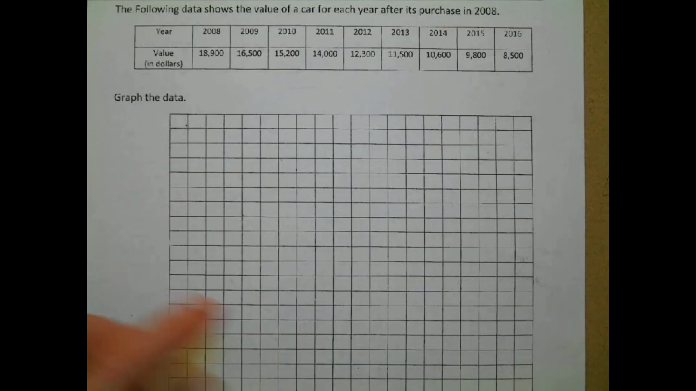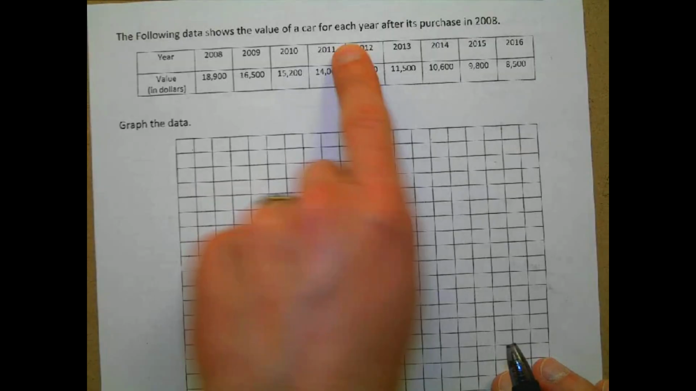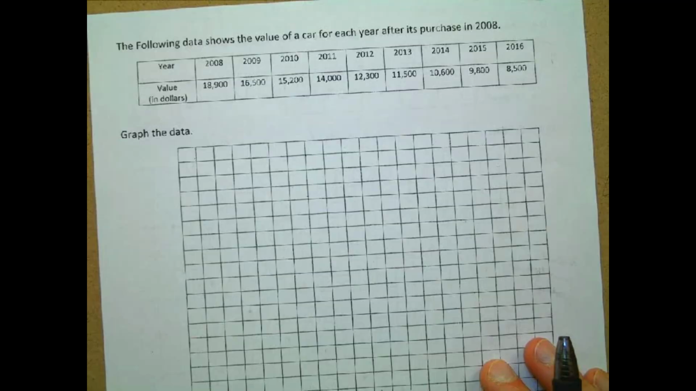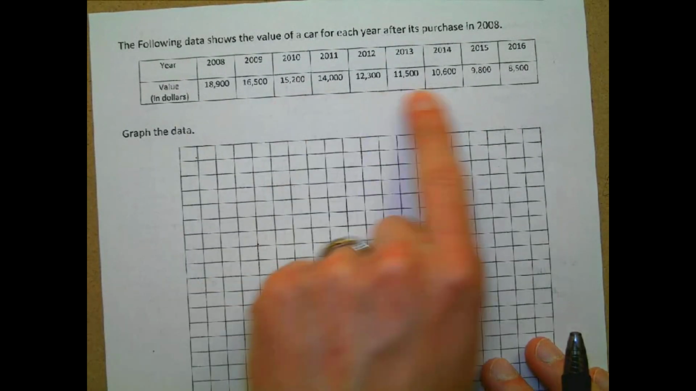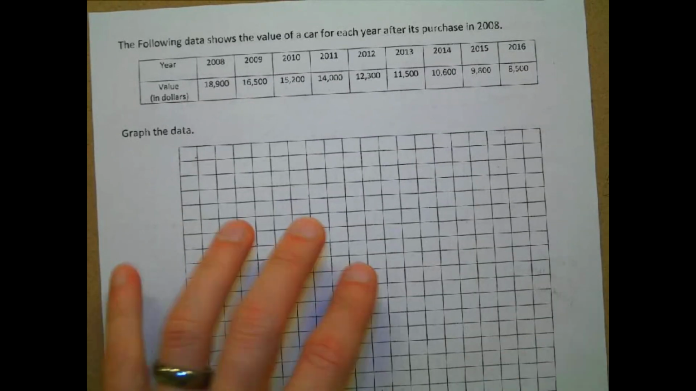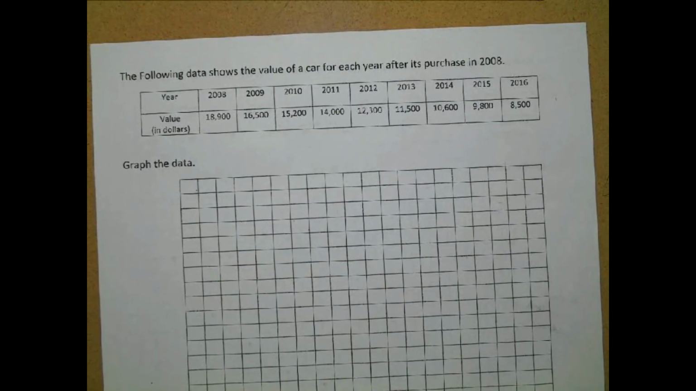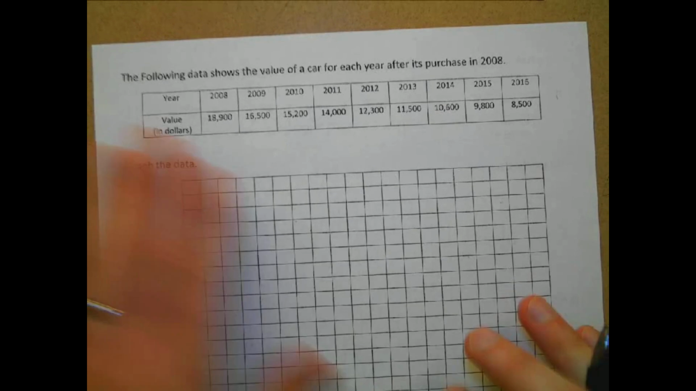Okay. So we're looking at the value of a car for each year after its purchase in 2008. You can see here are the years, and then the value of that car in dollars over time. Just by looking at the data right here, what kind of correlation are you going to expect? Positive or negative? Negative, why? Because the values decrease. Newer models come out. The car is more used, so it's worn and stuff like that. So this is going to be a negative correlation we would expect here.